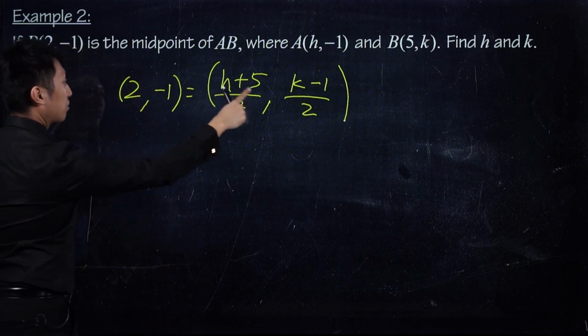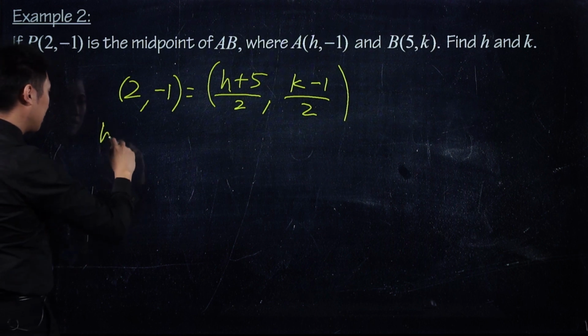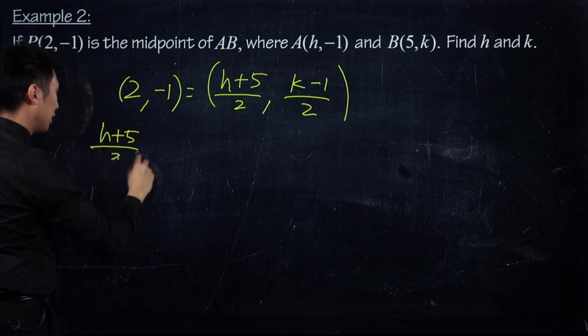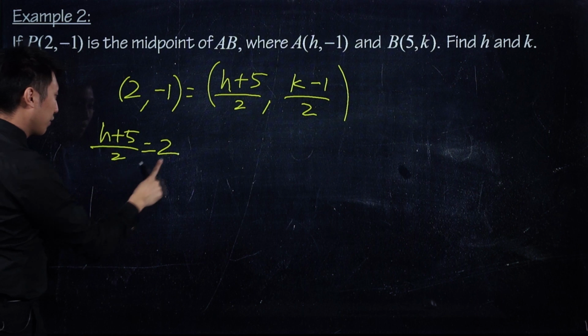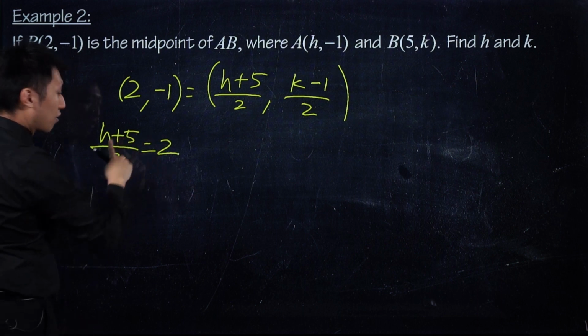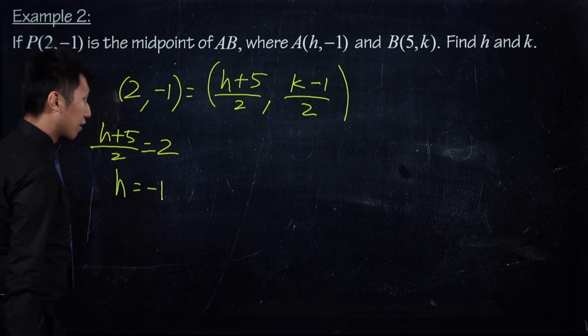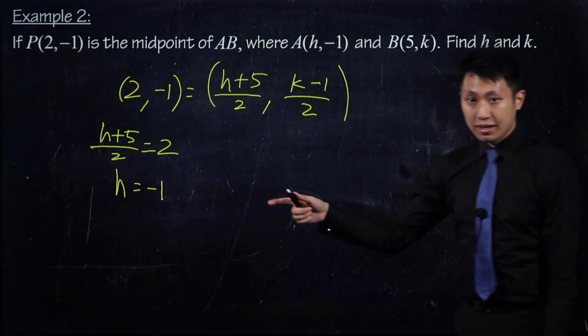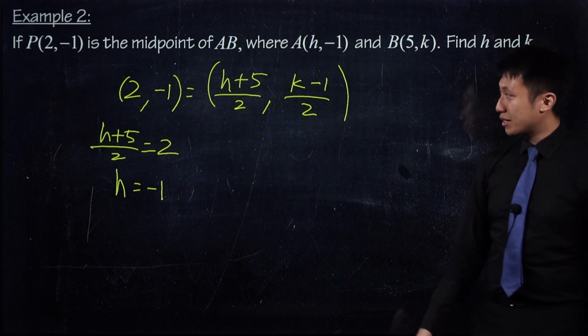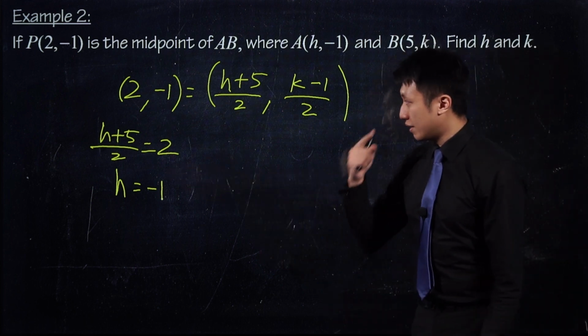So I would get something like this. 2 is equal to H plus 5 divided by 2. So H plus 5 divided by 2 is equal to 2. This one, move it over, it's 4. 4 minus 5 is -1. So H is -1. You get that, right? Okay, minus 1.